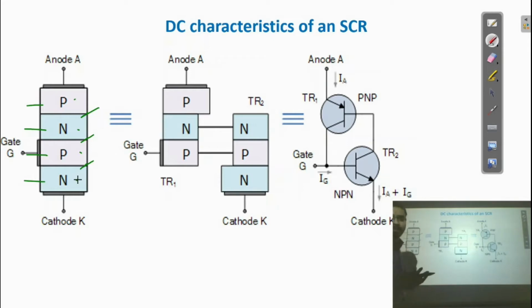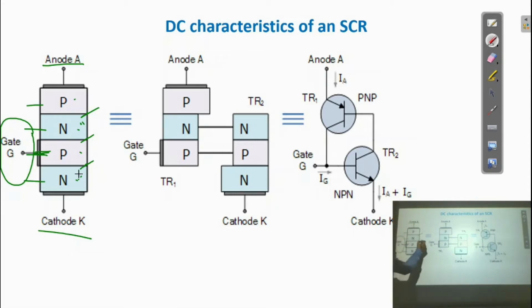SCR has 3 terminals, that is anode, cathode, and an extra gate terminal is connected. You can see over here, the gate terminal has been connected to the P side, which is sandwiched between the 2 N type semiconductors. So this is the simple block of the device SCR, right? Now the SCR also has an equivalent circuit made up of 2 transistors.